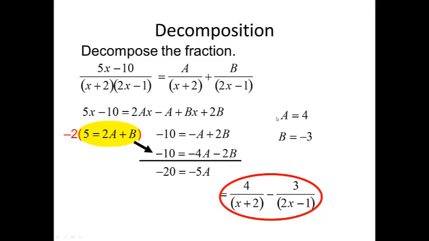So at some point you're going to go, does it matter which way I put these? No. If you put the 2x minus 1 first, then your A's and B's will switch, and then your answer will still look like this. You might have the negative 3 over 2x minus 1 first, plus 4 over x plus 2, but you should realize that those two are the same answers.